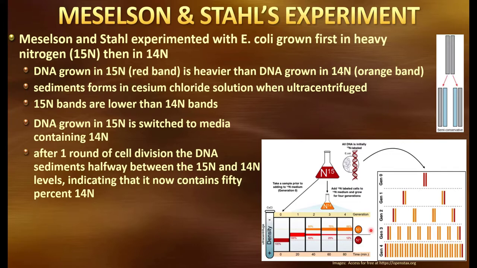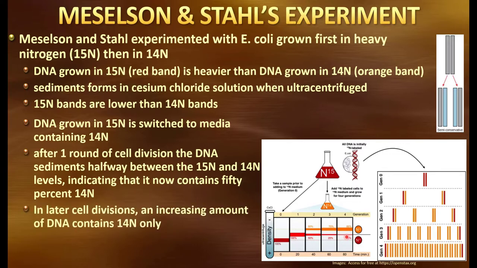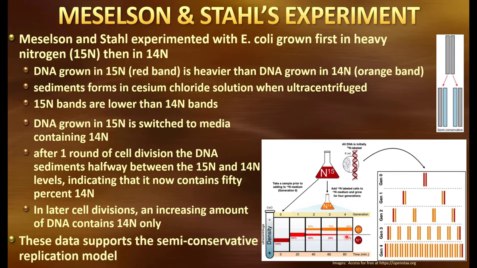As we continue to go through generations, we are going to increase the percentage of this light band here and decrease the percentage of the mixture of the heavy and light. In later cell divisions, we have an increasing amount of DNA that only has N14 in it, no N15. Whereas if this had been dispersive, for instance, all of those molecules should have had some N14 and some N15 in them, but they didn't. The data support the semi-conservative replication model.